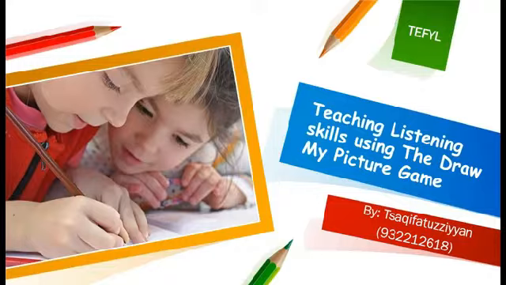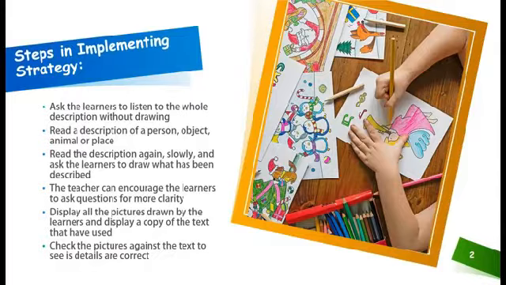Steps in implementing the strategy. First of all, ask the students to prepare paper, pencils, crayons, or color pencils. Ask the learners to listen to the whole description without drawing. Read a description of a person, object, animal, or place.